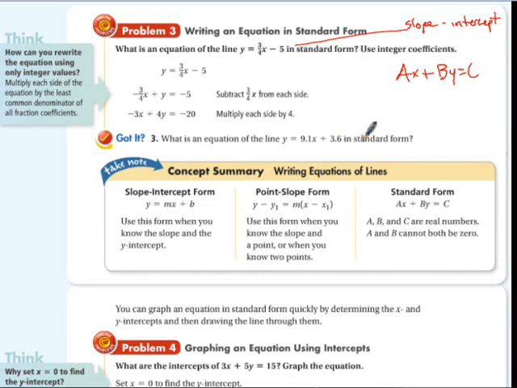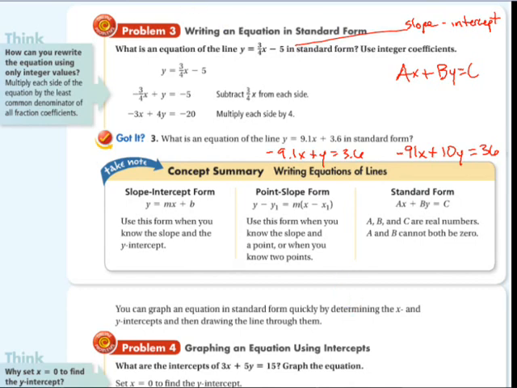Let's take a look at this one. y equals 9.1x plus 3.6, okay? So let's do this. Let's subtract 9.1x from both sides. So now we have negative 9.1x plus y equals 3.6, and then we need to get rid of this decimal, okay? Easiest way to do that is to multiply everything by 10, all right? So we can just say negative 91x plus 10y equals 36, and now I have no decimals. I do have a really funny looking plus sign, so we'll clean that up. So there you go.